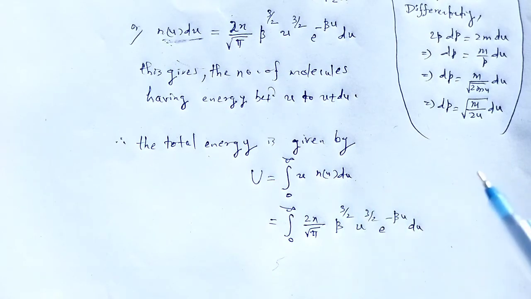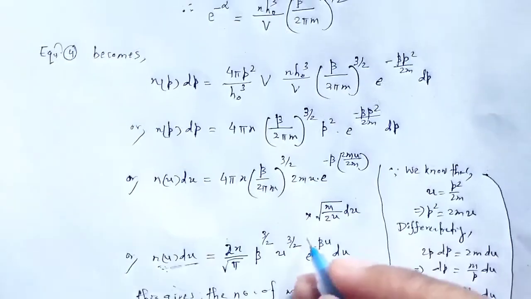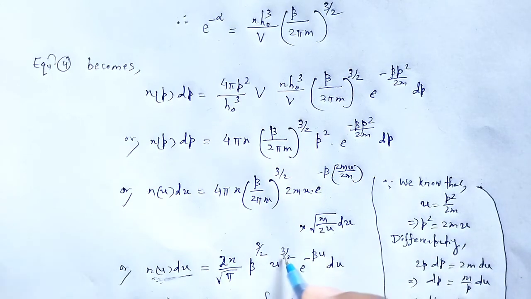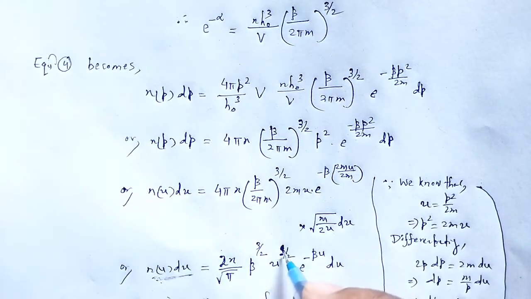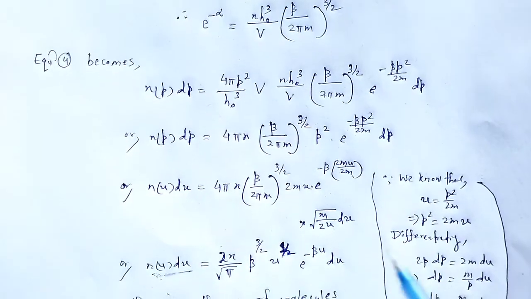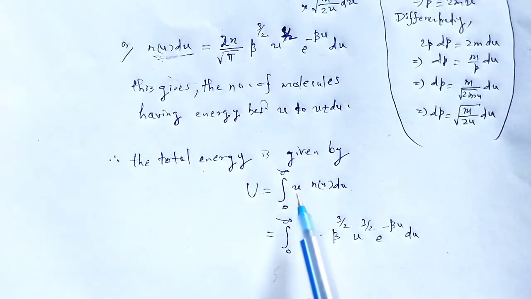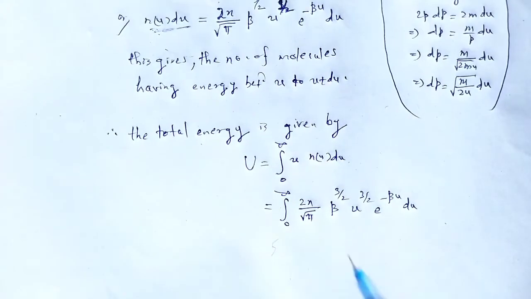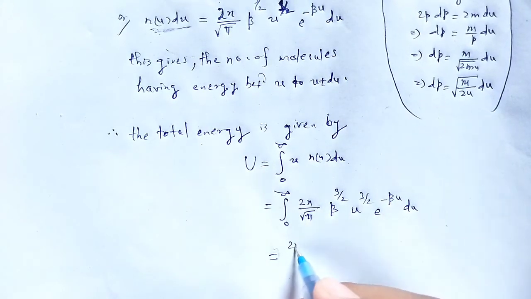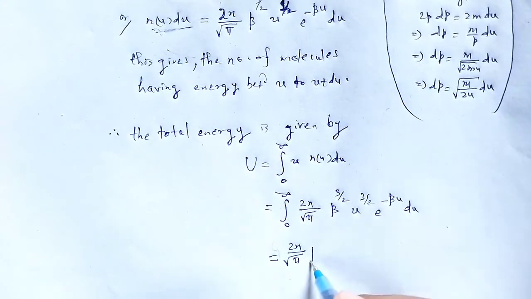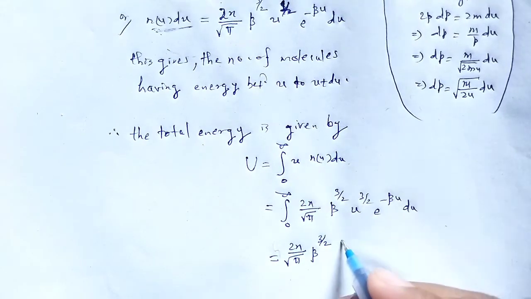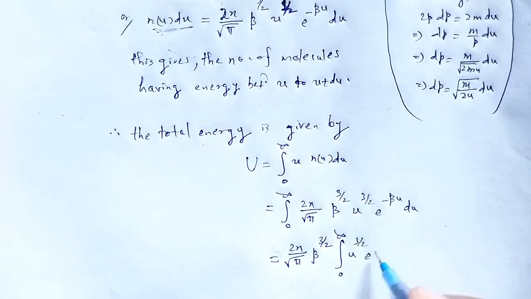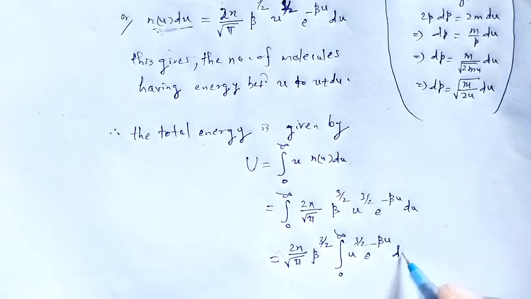Look at that equation here. That is u to the power 1 by 2, not 3 by 2. But here u is multiplied with u to the power half, so it will be u to the power 3 by 2. So that is 2n by root pi, beta to the power 3 by 2 as constant outside, integral 0 to infinity u to the power 3 by 2 e to the power minus beta u du.